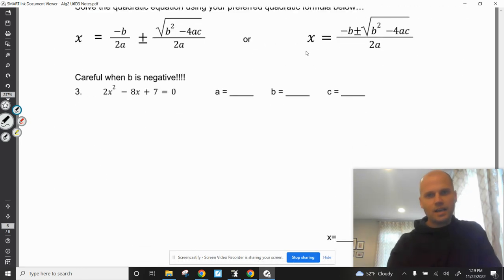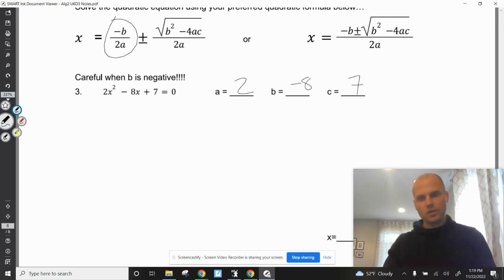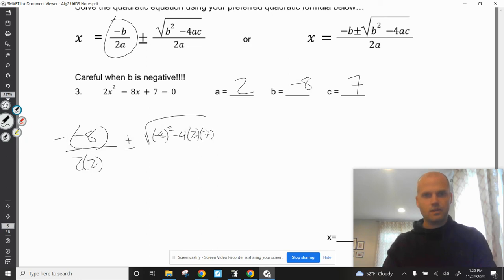Careful when B is negative. Careful when A is not 1. A is 2 here. B is negative 8. And C is 7. Watch. Opposite of B over 2A. That's a negative 8 over 2 times A. Then a negative 8 being squared in parentheses, minus 4 times 2 times 7, over 2A.